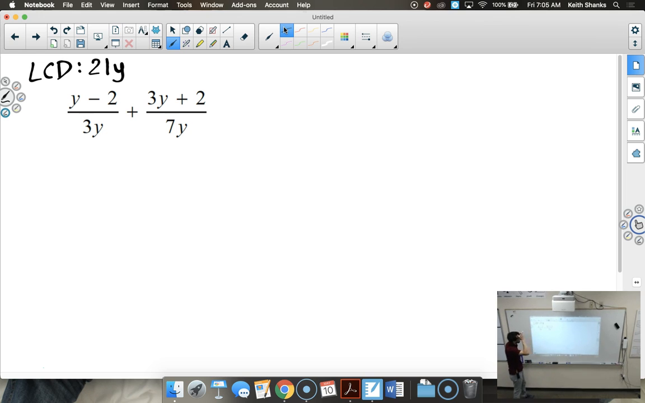Okay, it's 21y because these both have a y already. So that's great, so I need a y. And then 3 and 7, the only number they both go into is actually 3 times 7, which is 21. Okay, the lowest number they go into. So in order to get this guy on the left, in order to get 3y to be the same as 21y, I have to multiply it by 7 over 7. Right? I'm going to multiply it by 1.